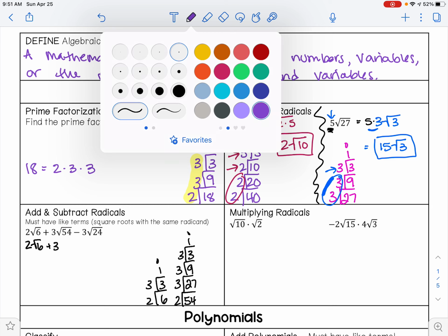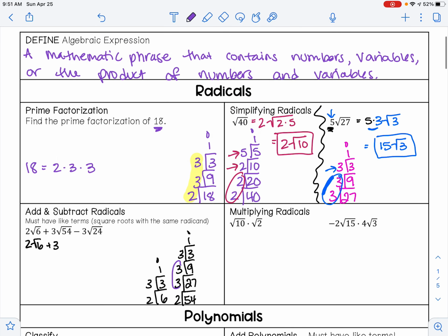So I'm looking for pairs of numbers to leave the square root symbol. And here I have a pair of 3's that can leave. They're going to get multiplied by that coefficient of 3 that was already out front. This 2 and this 3 do not have any pairs. So they're going to stay inside the square root symbol.